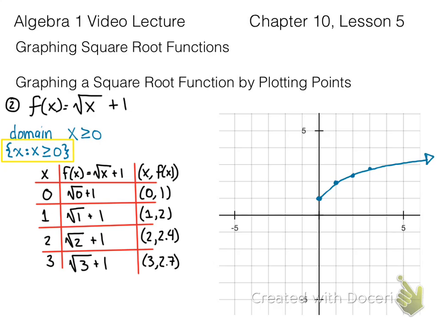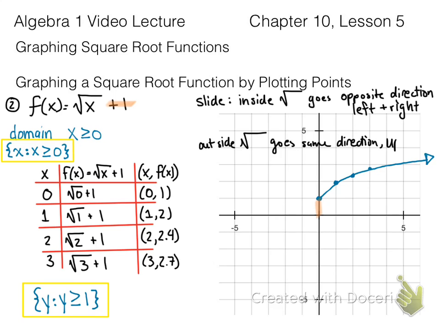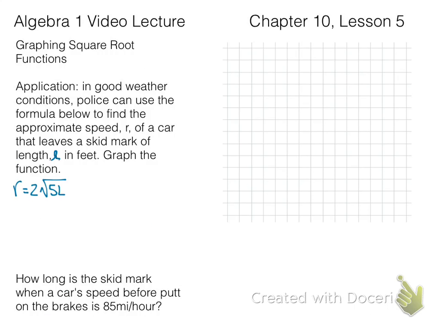There are the points. Now, the range was 1, or greater than 1. y is greater than or equal to 1. Let's notice how when we have a plus 1 outside of the radicand, it means that we're going to go up 1 on the y-axis. So this is the whole slide thing. Inside the radical goes opposite directions, left and right, and if it's outside the radical, it goes the same direction, up and down.